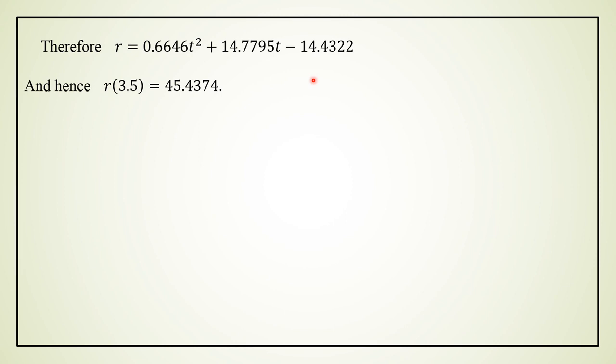Also they have expected you to find the value of r when t is equal to 3.5 units. Okay, so the value of r over here is 45.4374. When t is equal to 3.5, the value of r is 45.4374. That completes the problem.